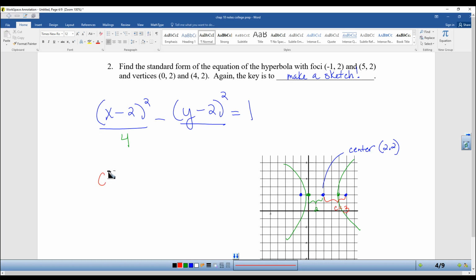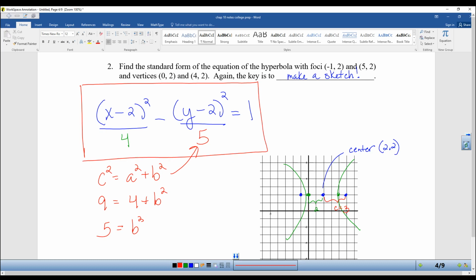And now I can use the equation c squared is equal to a squared plus b squared to get that last number. So c squared is 9, a squared is 4, b squared is 5. And that's how we get a 5 to go right there, and we have our equation. It's a little puzzle. You're putting it together.